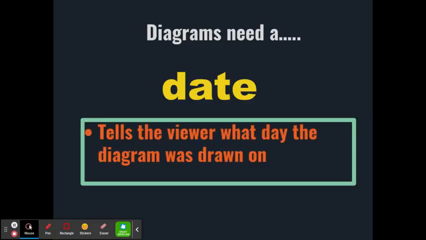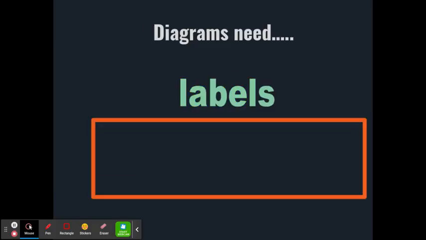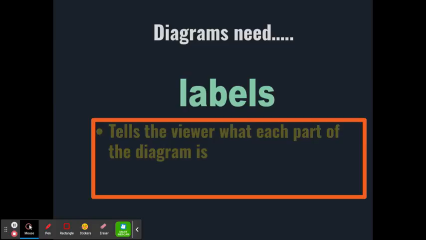Diagrams need a date. This tells the viewer what day the diagram was drawn on. Diagrams need labels. This tells the viewer what each part of the diagram is. You would draw lines to the different parts. Like if you're drawing cells, you would draw a line maybe to the nucleus or the cell membrane, cytoplasm, things like that. So you draw and label the pieces and parts of what you are drawing on your diagram. So this is important.